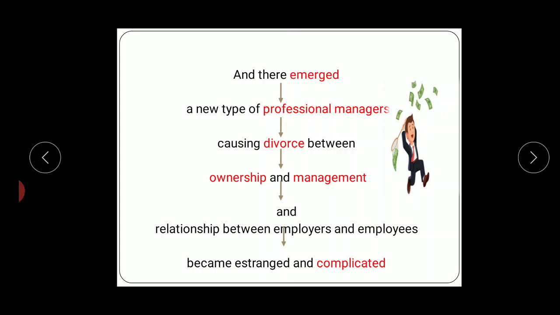But during the Industrial Revolution, what happened? Professional managers evolved. And these professional managers caused a divorce between whom? Between ownership and management. And the relationship between employers and employees became strained and complicated. देखो भैया, अभी सब चीजें complicated धीरे-धीरे होने लगी. क्यों? Because ये जो professional managers आए scenario में, इन लोगों ने क्या किया? Owner का जो role था in management, जो वो grievance settle करता था, उनकी बातें सुनता था, वो काम उनसे इन लोगों ने ले लिया.